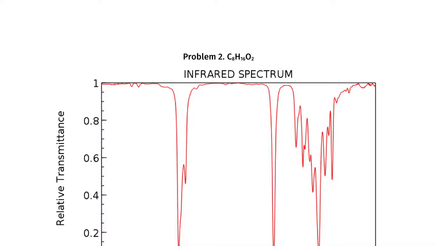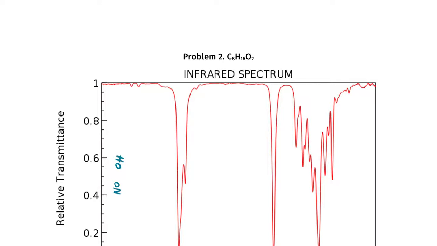Specifically here, what screams at us is, can you give me some ideas? What do you see definitely, and what you maybe definitely do not see? Because that's just as valuable. No OH, okay? And we have two oxygens in our formula, so no OH. What else?